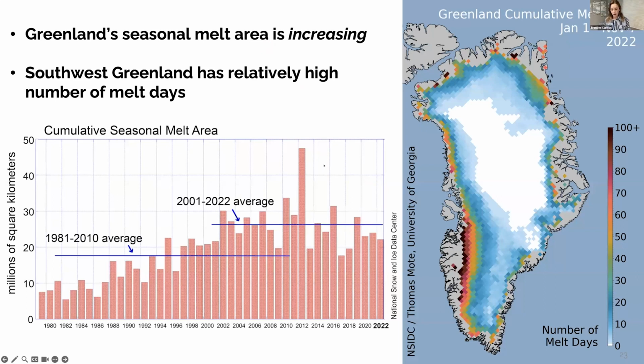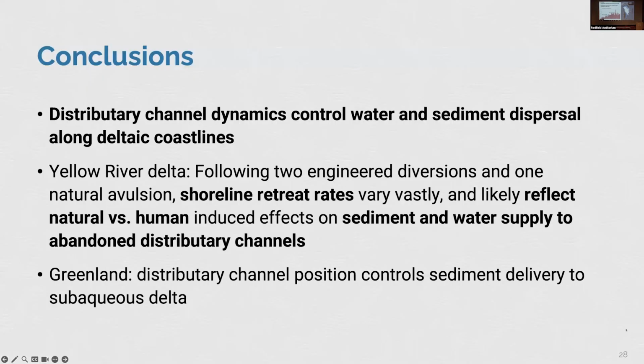Sure. Thank you. So I'll go ahead and go to the conclusions. I'm happy to talk about the Arctic work later, but basically distributary channel dynamics control water and sediment dispersal along deltaic coastlines. For the Yellow River, we saw this manifest in different shoreline retreat rates, likely as a response to sediment and water supply to abandoned distributary channels. I'll pause there. Thank you.